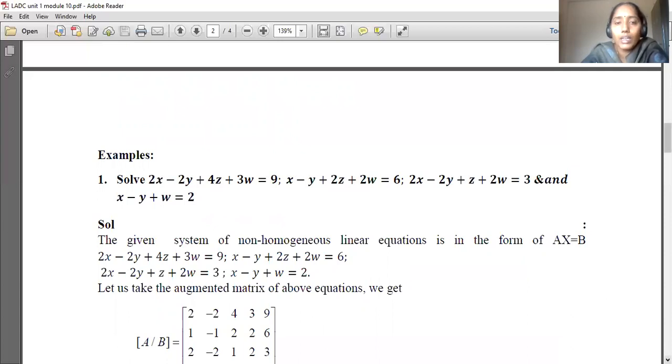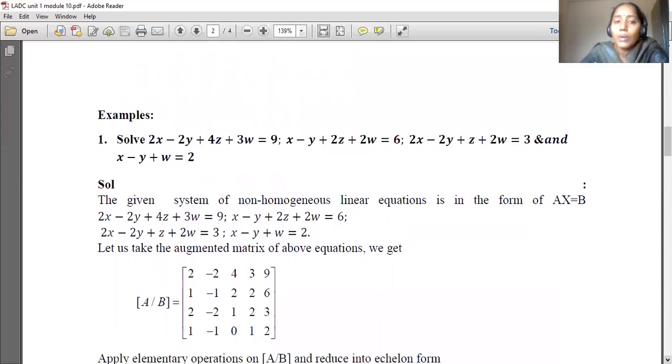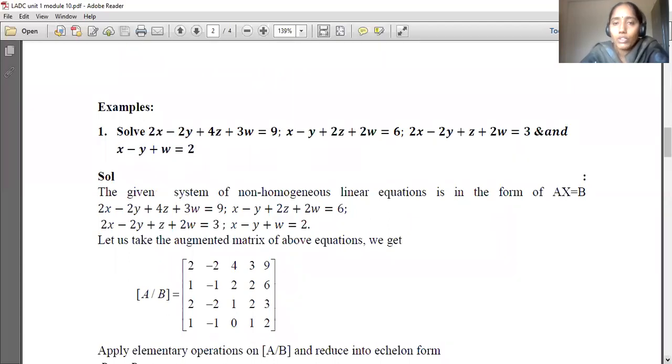First, write the equations in matrix form, Ax is equal to b. And then write the augmented matrix. Augmented matrix means just add the column B to the matrix A. Here A is 2, minus 2, 4, 3. Only up to this one is our A. The first 4 columns are A. Here we are adding the constants 9, 6, 3, 2 as the 5th column. This is an augmented matrix.